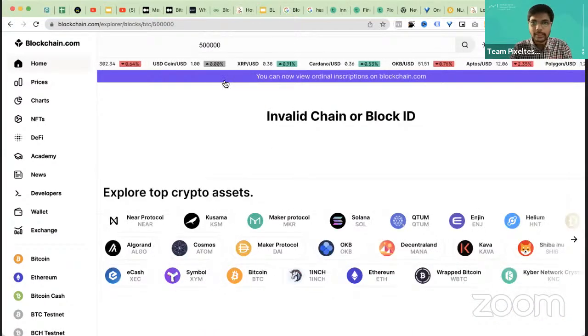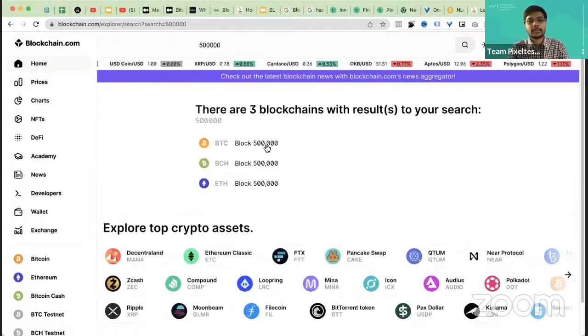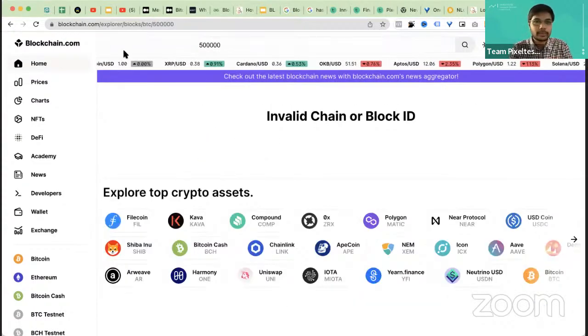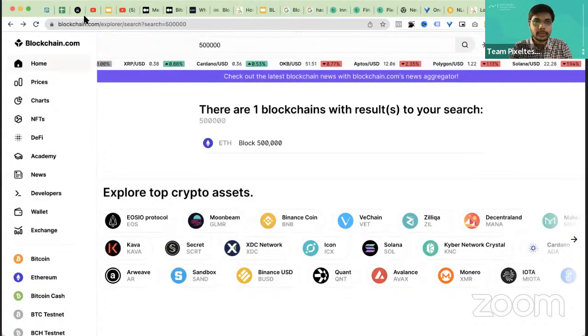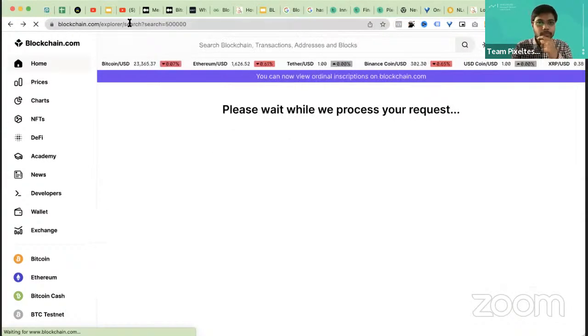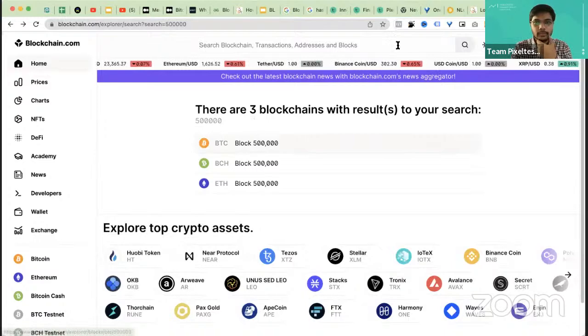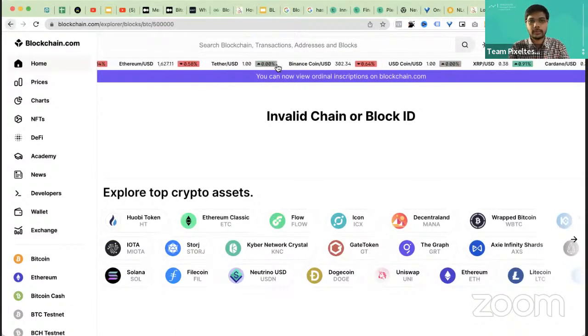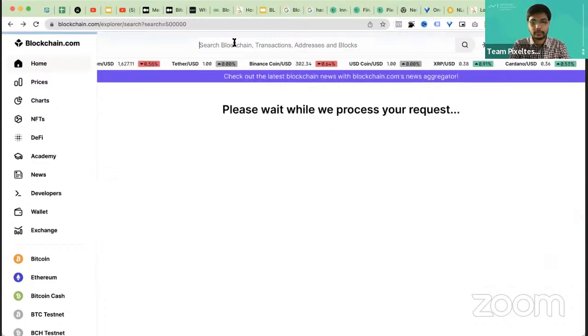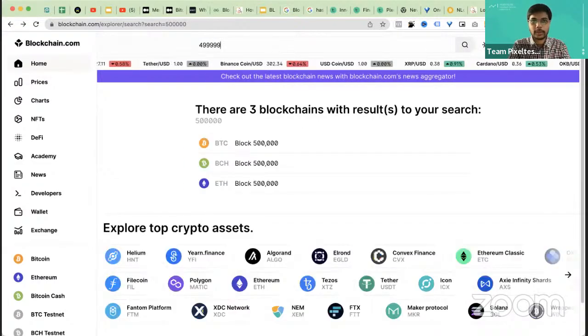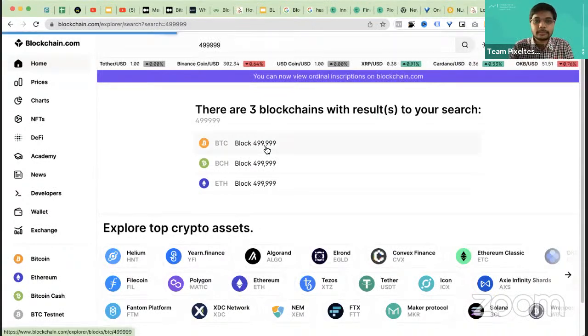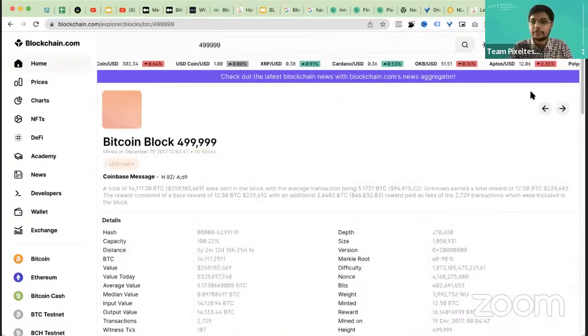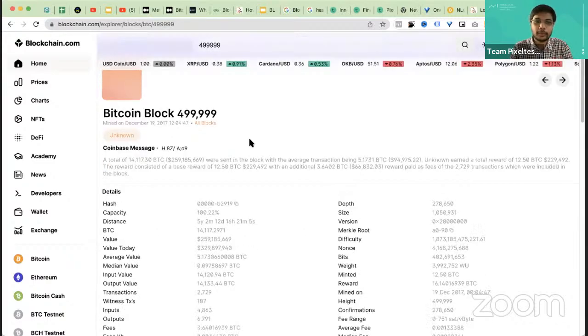Sometimes this doesn't open properly, so let me refresh this once again. Or let me try a different block. This also happened previously once. Okay, so we have opened the block one less than 5 lakh.